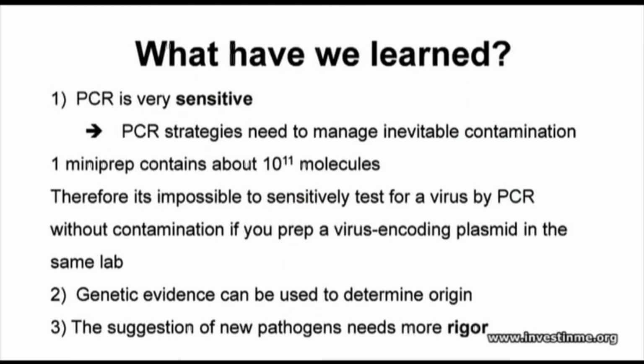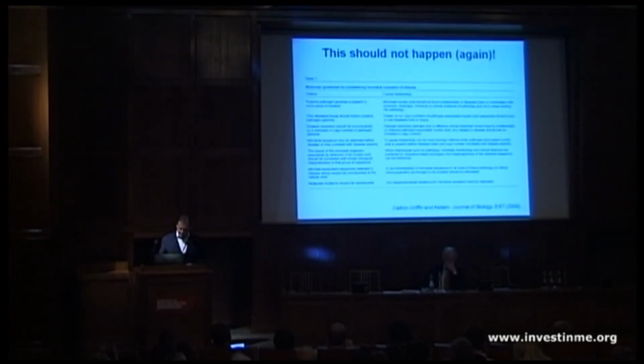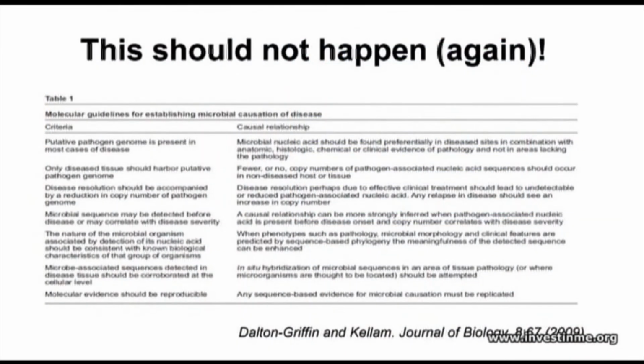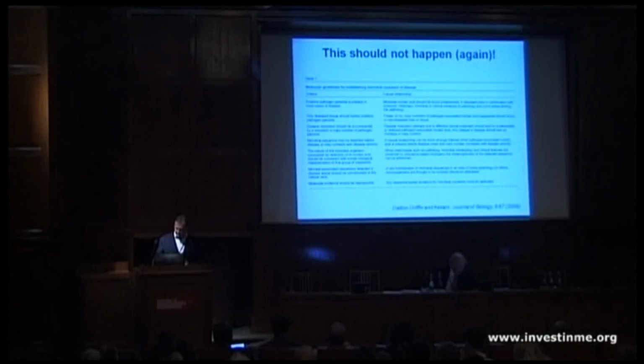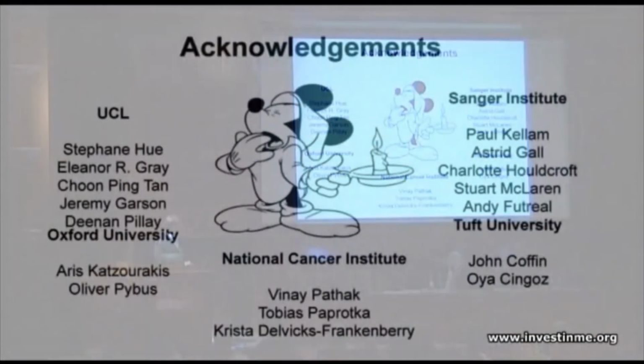I think we've also learned that genetic evidence really can be used to determine the origin. Phylogenetics is a very powerful technology that I think is underappreciated generally in science. And I think that we need to accept the fact that if we're going to assign a new pathogen to a disease, we need to do it in a rigorous way. Colleagues of mine, Paul Kellam particularly, at the Sanger Institute, has been through this on a number of occasions. I won't go through it, but this is an article where he discusses the kind of rigors that are required to assign new pathogens.